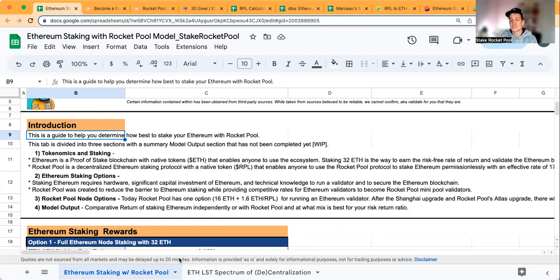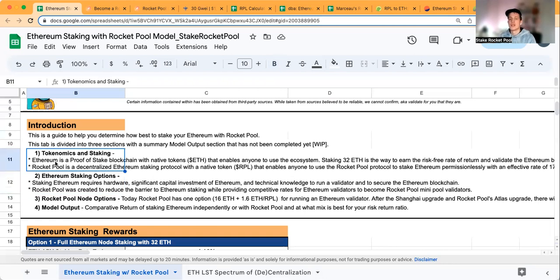Rocket Pool. Then we also have a separate tab that goes into Ethereum liquid staking tokens or liquid staking derivatives, the spectrum of decentralization, and highlighting the different competitors in the space today and some trade-offs. But jumping into the DIY model here, first we're going to start off with tokenomics and staking. For Ethereum's proof of stake model, we go into detail leveraging John Charbonneau of DBA Capital's Ethereum model. And then we jump into a Rocket Pool model.